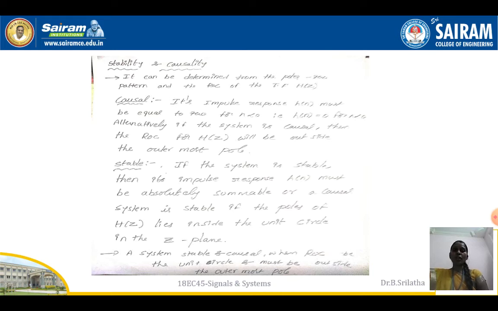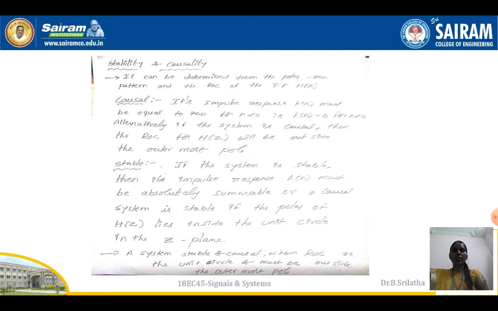Already we know how to find H(z). H(z) is nothing but the Z-transform of h(n). From the transfer function H(z), we have the poles-zeros pattern and ROC. From that, we are going to calculate the stability and causality. Now first we'll see what is causal.